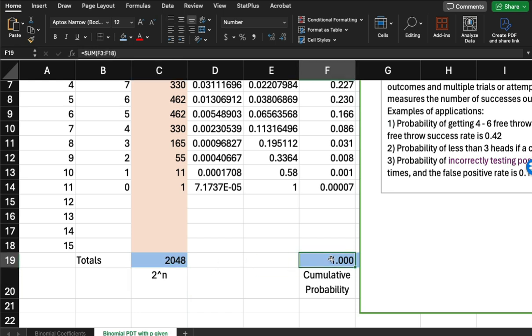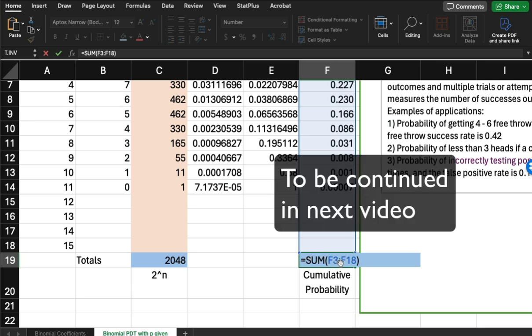Under the cumulative probability one, we want to add up all of our probabilities. So in cell F19, type equals sum, parenthesis, and then F3 colon F18, close parenthesis.